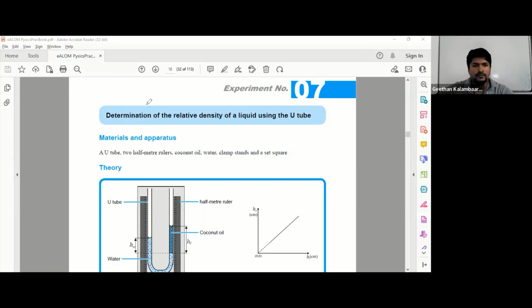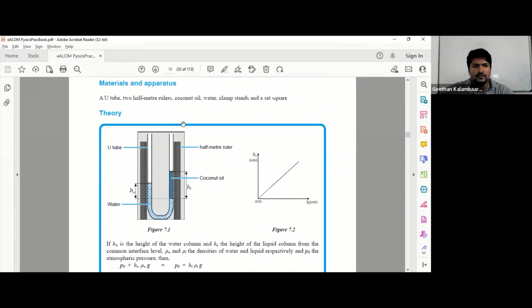Experiment number 7, determination of the relative density of a liquid using a U-tube. The apparatus required for this practical is a U-tube, 2 half-meter rulers, coconut oil, water, clamp stands, and a set square.